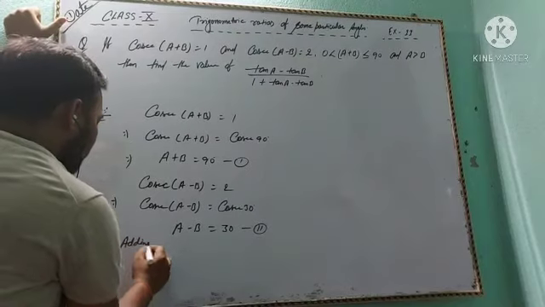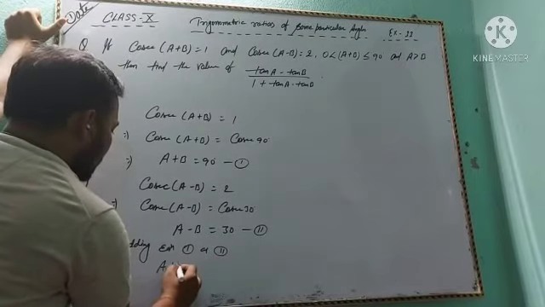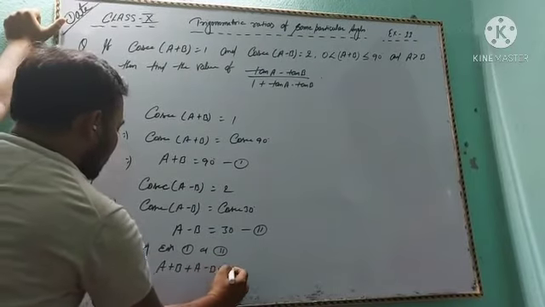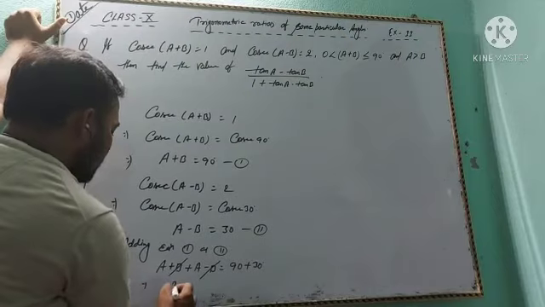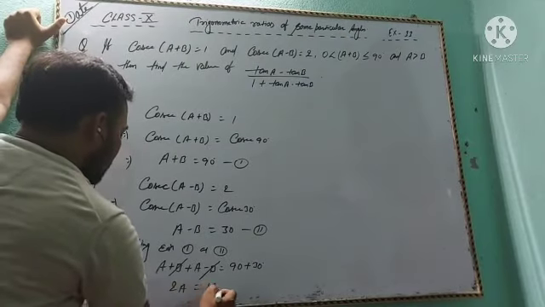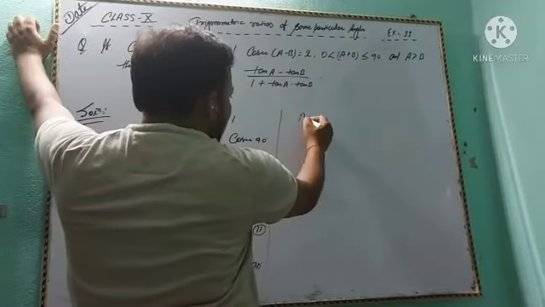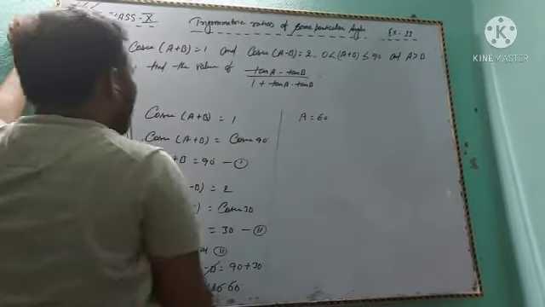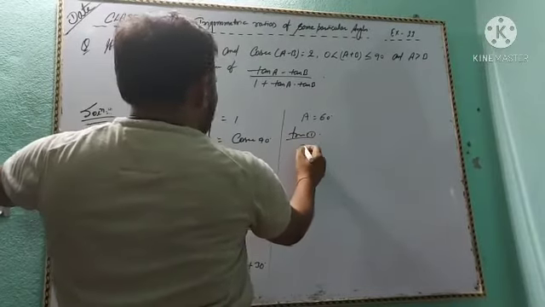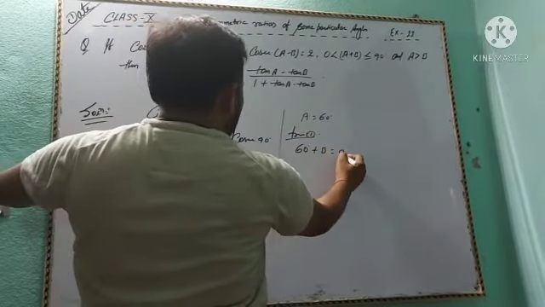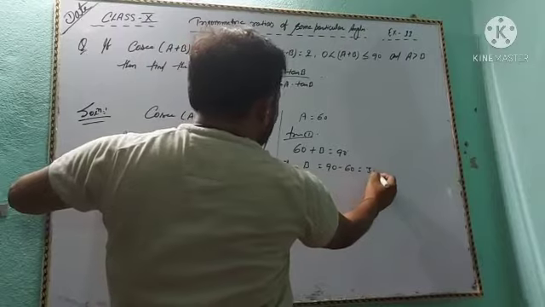So students, adding equation 1 and 2. So A plus B plus A minus B is equal to 90 degree plus 30 degree. Minus B plus B is cancelled. So 2A is equal to 120. That is 60 degree. Here the value of A is equal to 60 degree. Put the value of A in equation 1. So students, from 1, 60 degree plus B is equal to 90 degree. This implies B is equal to 90 minus 60, that is 30 degree.